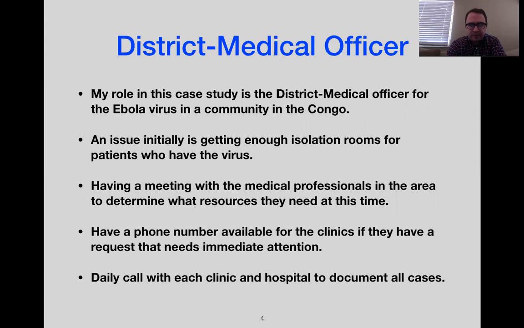For this case, I am the district medical officer, and my role in the case will be to be the district medical officer for Ebola virus in the community in the Congo. An issue initially is getting enough isolation rooms for the patients who have the virus, having a meeting with medical professionals in the area to determine what resources they need at this time, and also have a phone number available for the clinics if they have a request that needs immediate attention. And then also a daily call with each clinic and hospital to document all cases.